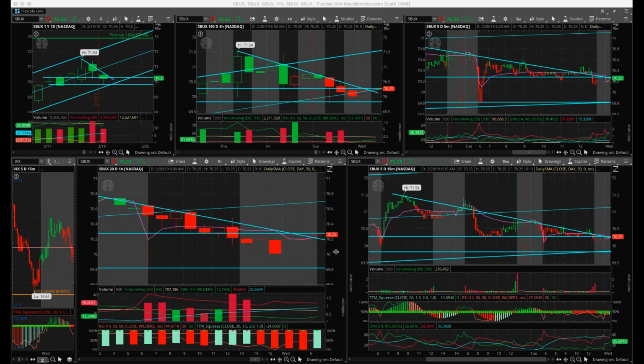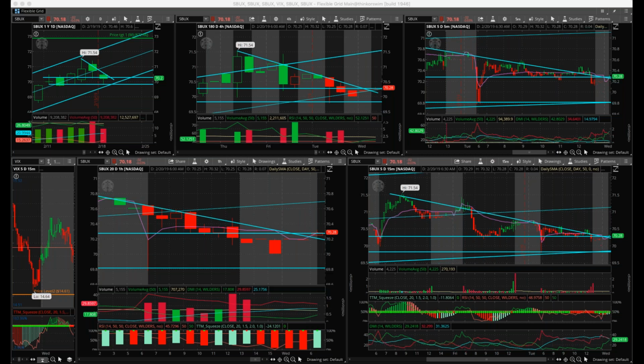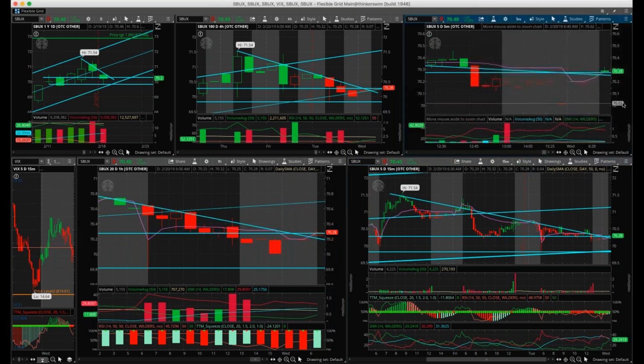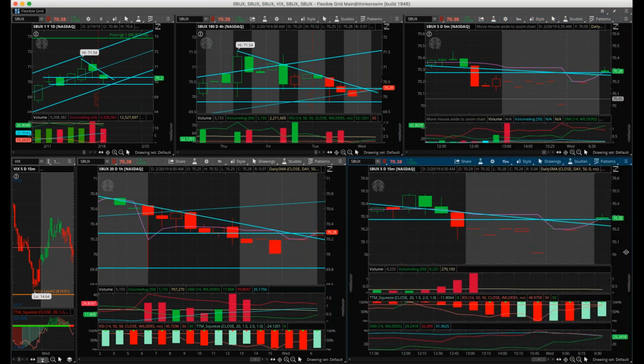So I'm going to be watching to see, okay, can we get above that? Can we get above that? I always wait for 2 candles to close on the 5 minute. Sometimes even the 15-minute, I'll wait for 2 candles, depending on how much volatility I'm seeing.